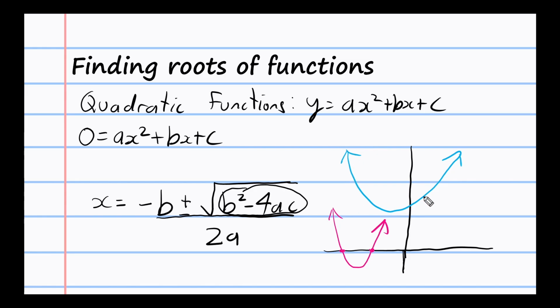So if you plug in the blue parabola's a, b, and c coefficients into the quadratic formula, you will get a negative square root in there, which means that there are no real solutions. If you plug in the pink parabola's coefficients into the quadratic formula, you're going to get a positive number under that square root, and the quadratic formula will spit out the correct solutions for the quadratic function. So that's a special thing, the quadratic formula.